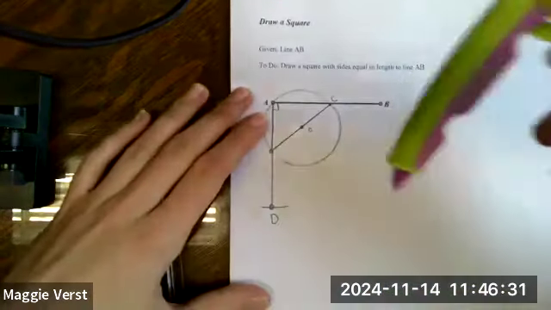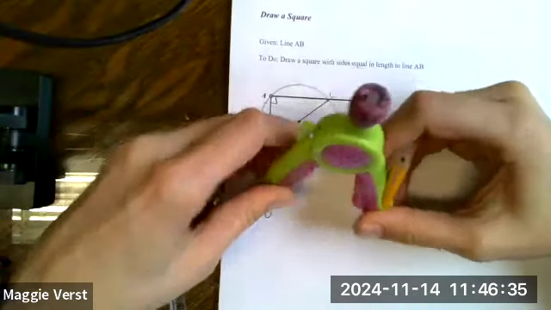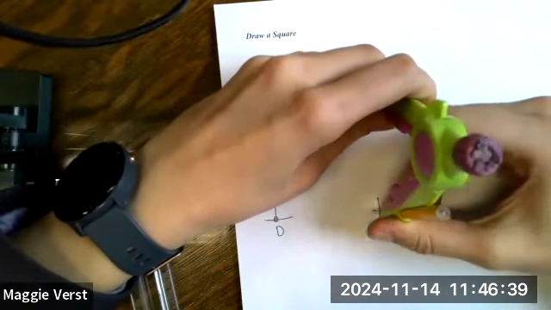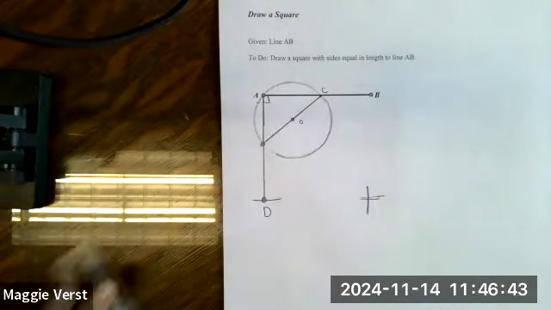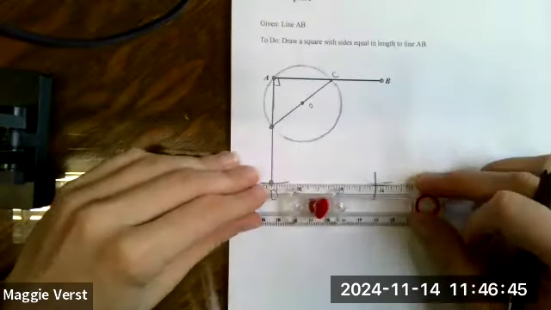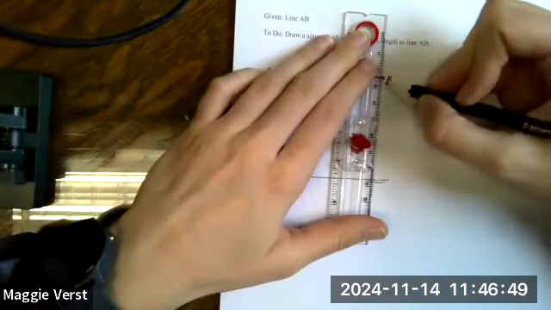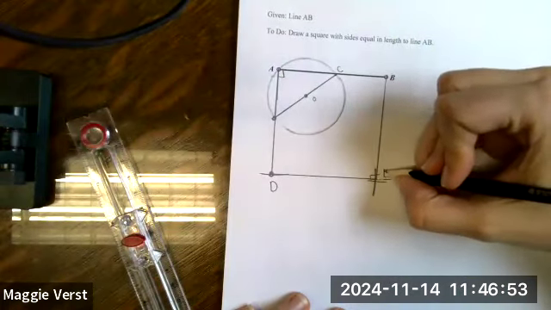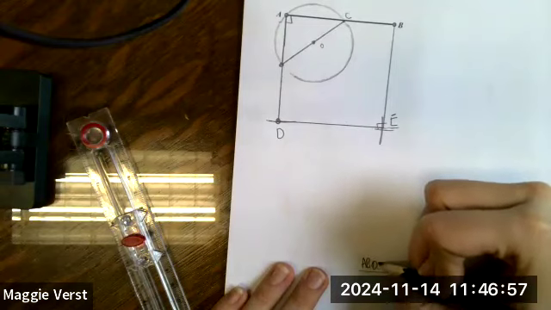Now I keep the same radius, sorry, length that I had, and just arc them all. And then I'm going to connect. And there's my square. We'll call this E. So the required square is A, B, D, E.